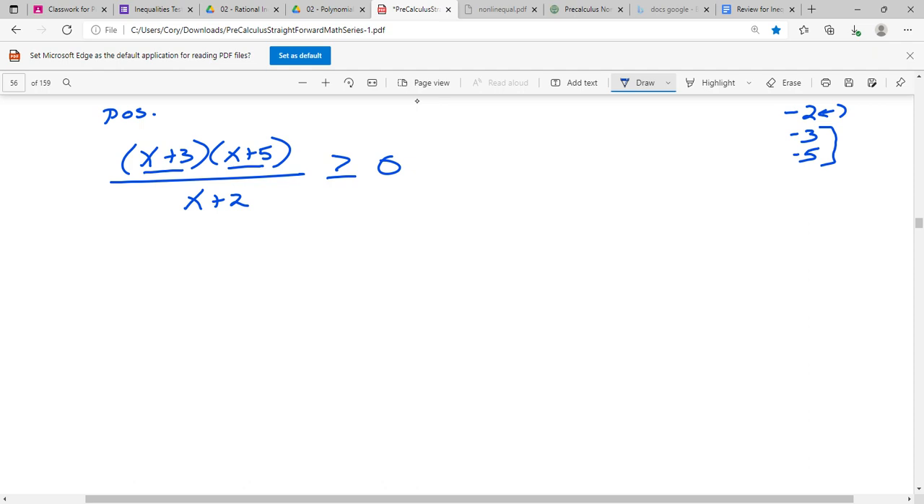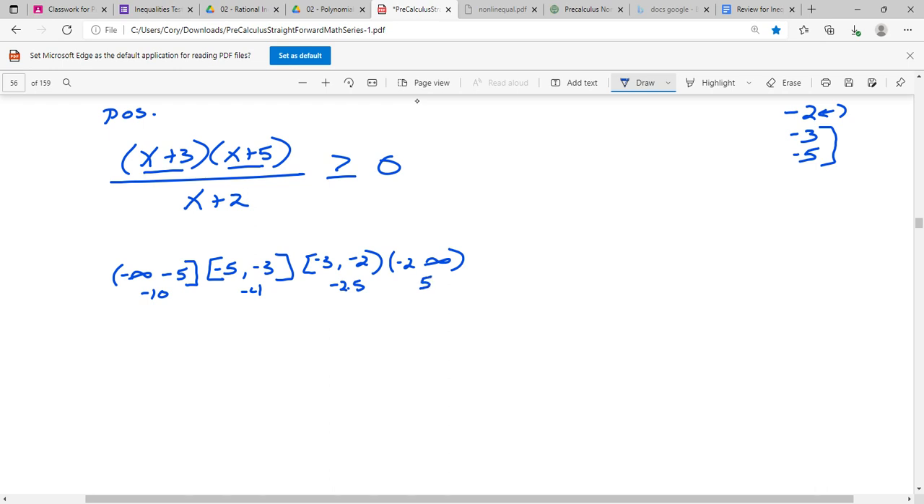Alright, so now I need to set those up in order with my intervals. The first one would be negative infinity to negative 5 with a square bracket. And then negative 5 to negative 3 with a square bracket. Negative 3 to negative 2. And then negative 2 to infinity and beyond. Alright, so right here I'm going to use negative 10 because that's an easy number to deal with. This one would have to be negative 4. This one would have to be negative 2.5. And this one I'm going to say positive 5.